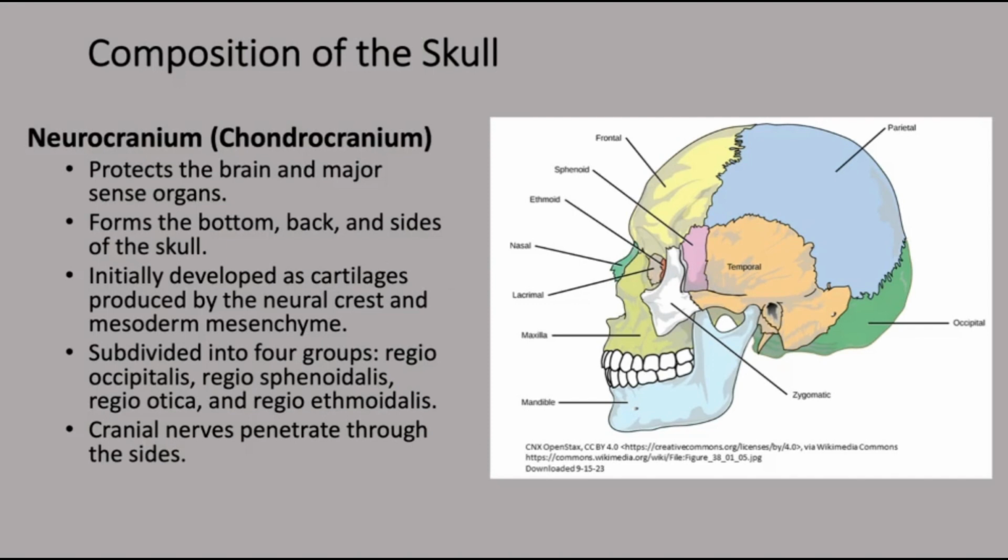And this is important for you to remember, especially when we're talking about development, because this syllabus point doesn't just want you to talk about the animal groups and what they have in their skull, but it also wants you to talk about how their skull has developed, okay? So the neurocranium is divided into 4 groups. So the regio occipitalis, which is at the back, then we have the regio sphenoidalis, regio otica, and regio ethmoidalis. And then the cranial nerves basically are going to go through these sides.